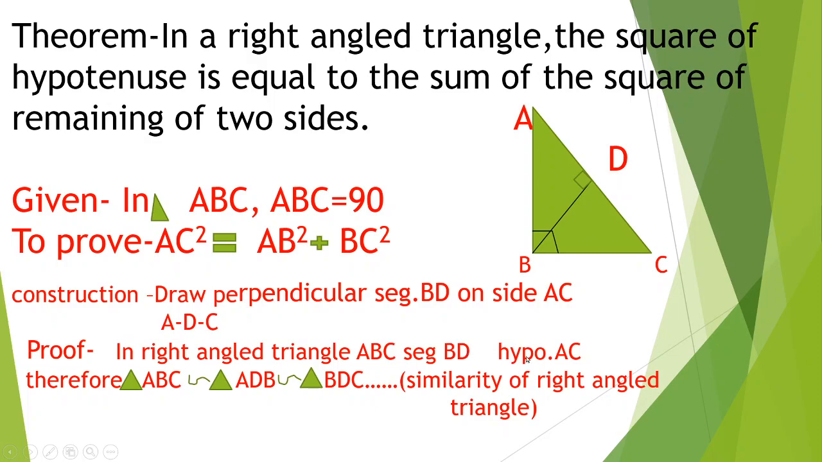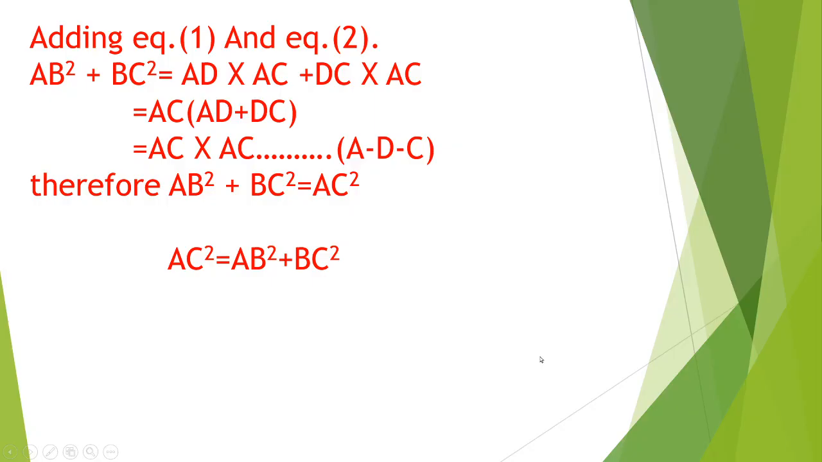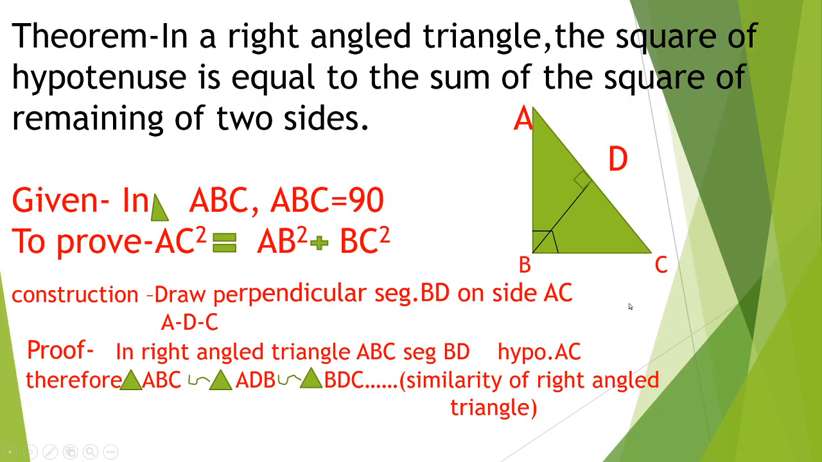BD is perpendicular to hypotenuse AC. Now we just saw the property of similarity in a right angle triangle. If in a right angle triangle an altitude or perpendicular is drawn on the hypotenuse, then it forms two small triangles and the original triangle. All these triangles are similar to each other.